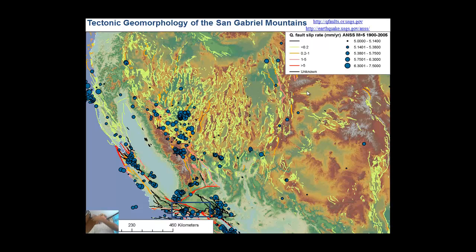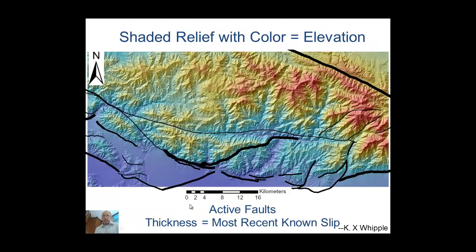And so one place where they applied it was in these mountains here in North America, in California, called the San Gabriel Mountains. And so here's the San Gabriels with just color as elevation, and then these lines are active faults, and the fatter the line, the more active. So here's the San Andreas fault, but here are some thrust faults in the front of this range. So it's the thrust fault bounded range that's lifting up.